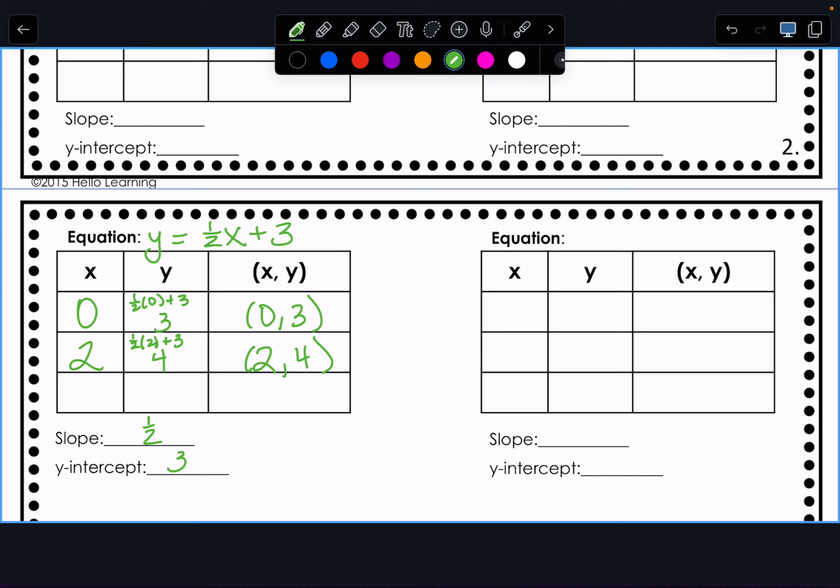Oh, okay, let's plug in 4. 1/2 x plus 3. 1/2 times 4 plus 3. Done? 5?